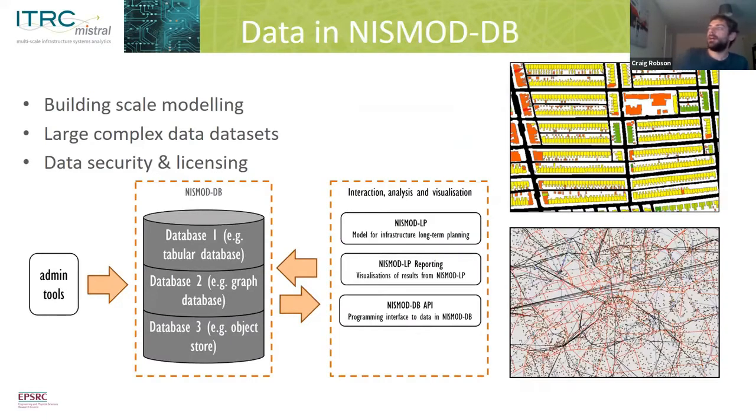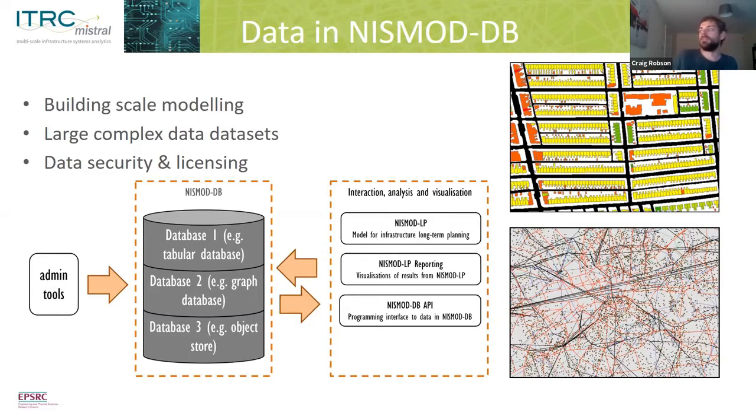So looking at how we actually do that from a data perspective, we're talking about modelling infrastructure at building level in some cases. So that's like 60 million buildings in the UK. How do we get energy, water, other services to each of those individual buildings? This quickly creates quite large data sets which we need to handle and think about carefully to make accessible for the modelling.